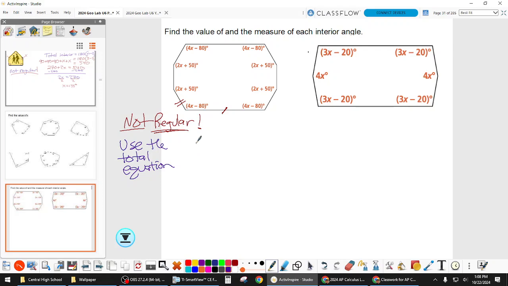Say it again. Total interior. Yeah, total interior equals 180 times n minus 2. Now, how in the world do we use that simple looking equation with all these x's?